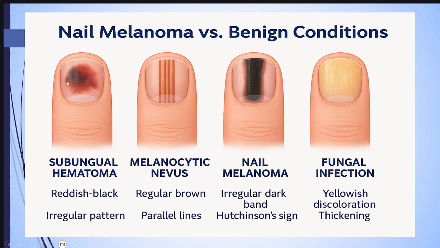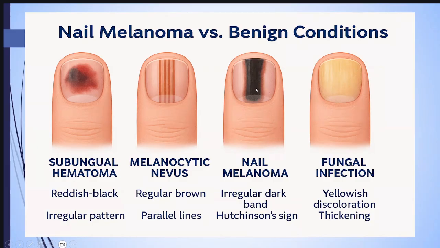Even a trauma or injury to the nail can give you a black spot. Sometimes it can be a simple nevus. Then, of course, comes the nail melanoma and fungal infection. But as you see in nail melanoma, pigment variegation is there.